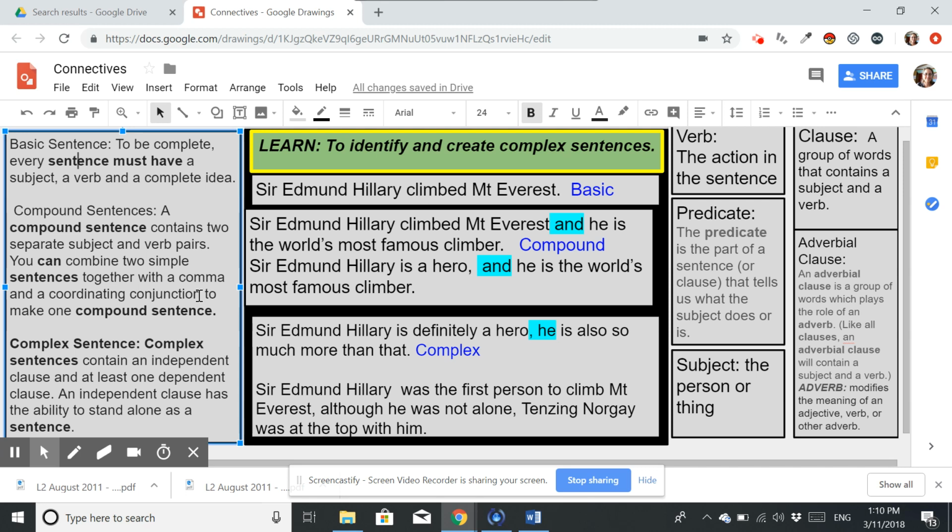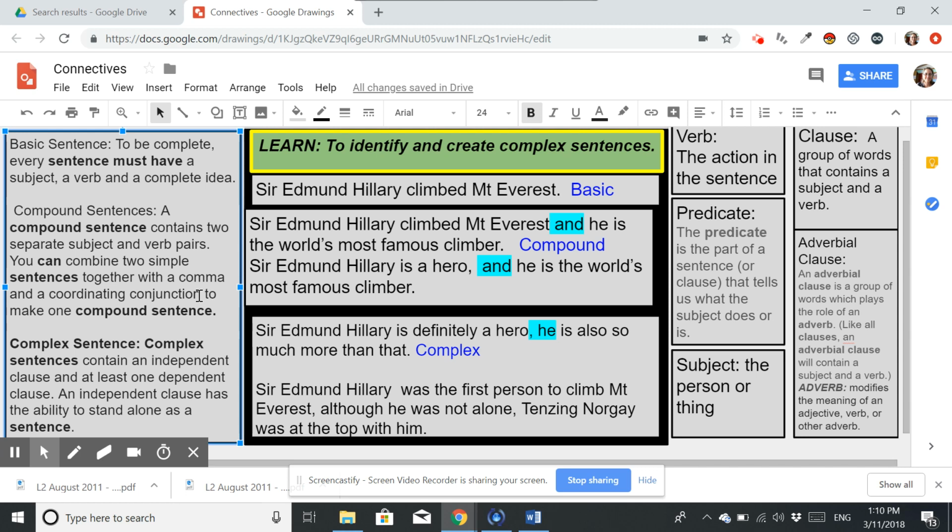Sir Edmund Hillary is a hero, and he is the world's most famous climber. Both those sentences stand alone on their own. They don't need the and. They could just have a full stop and begin a new sentence. However, we're moving towards longer sentences.